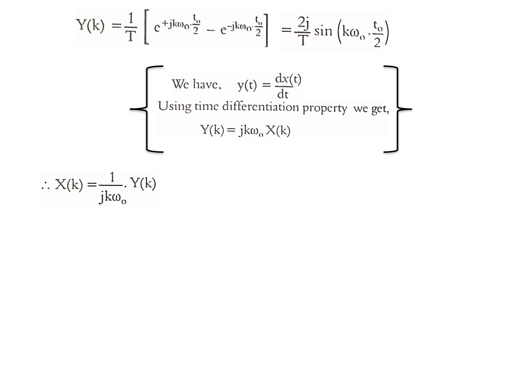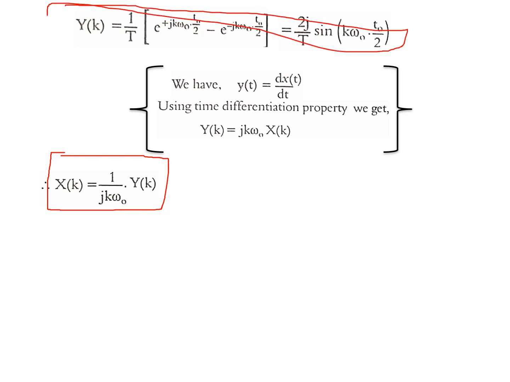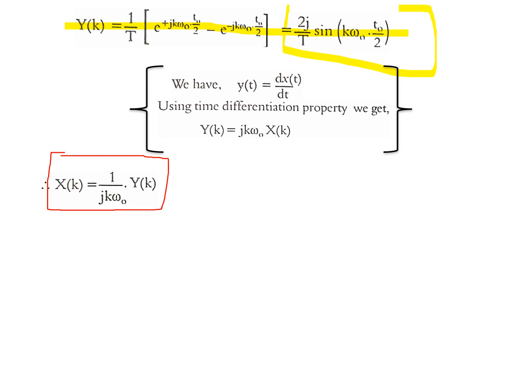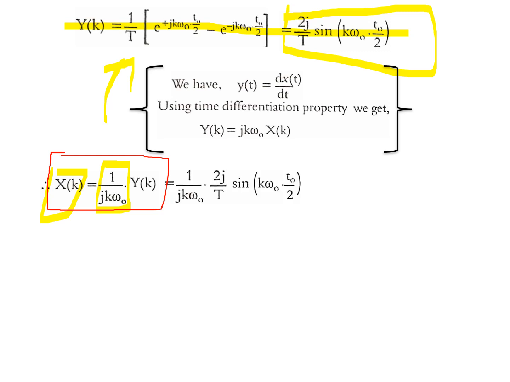So I have already found this y of k. See, y of k is this much, already found out. So to find x of k, I'll use this expression, for the y of k that I found here. I'll simply multiply by 1 by j k omega naught, then I'll get my answer very easily. See what all I'm doing.